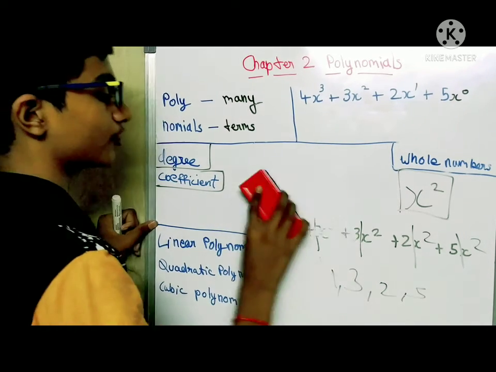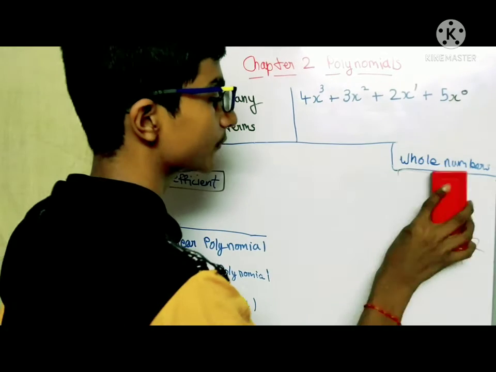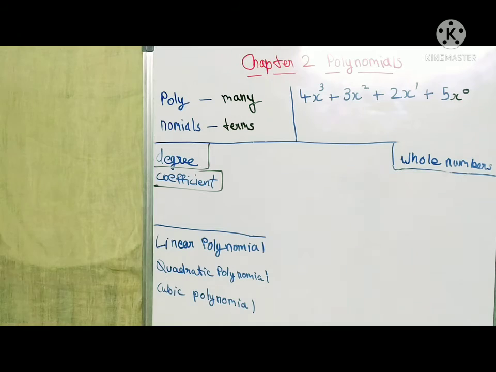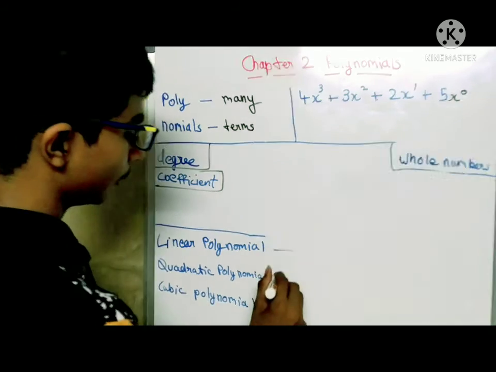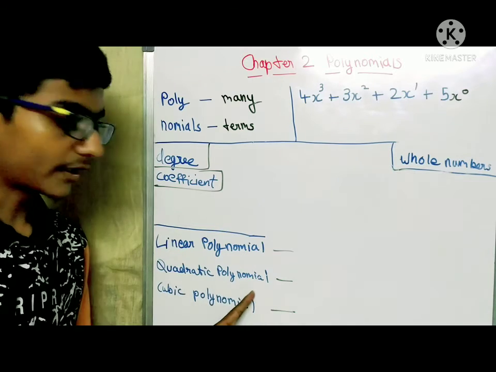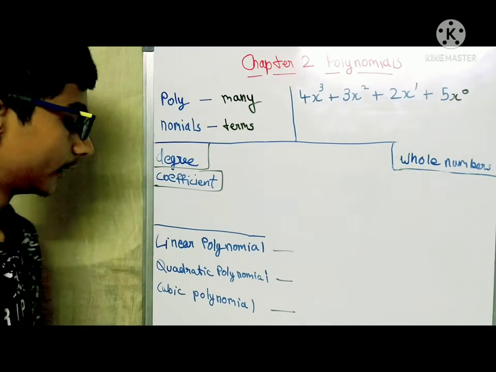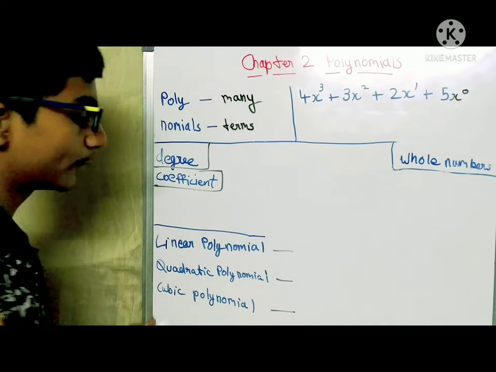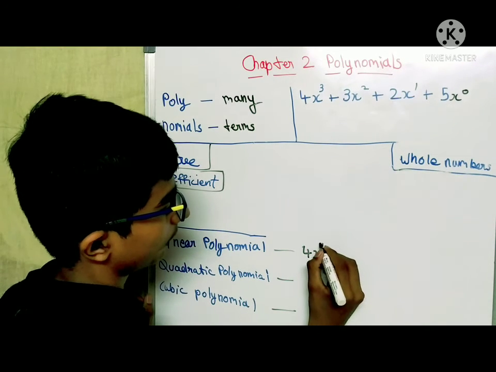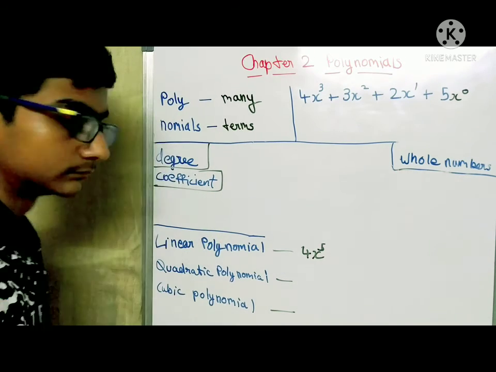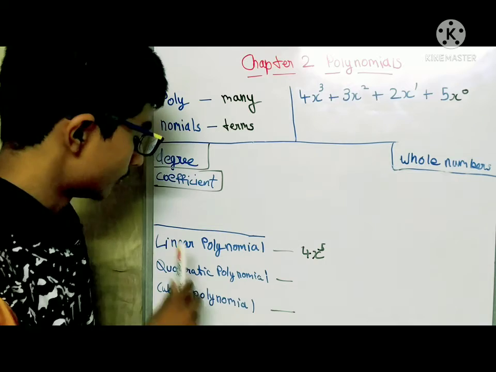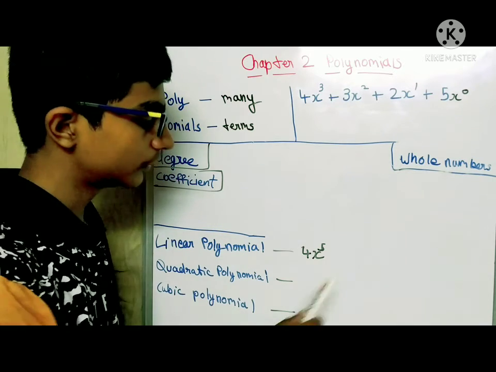Now moving on to our next topic, how many types of polynomials are there? In class 9th we have been given 3 types of polynomials. They are linear polynomial, quadratic polynomial, and cubic polynomial. So a linear polynomial is a polynomial with one term. I already told what is a term, and I hope you remembered it. So a linear polynomial is a polynomial with only one term.